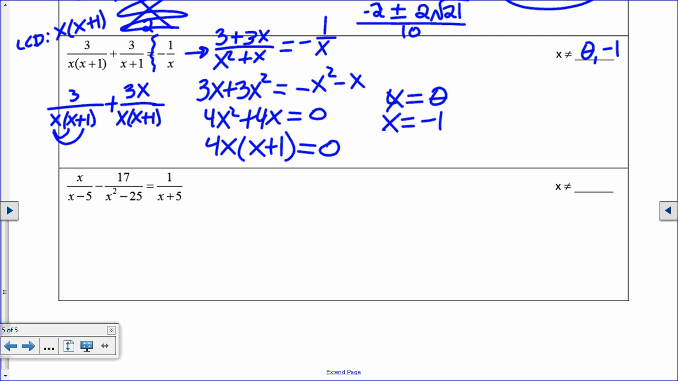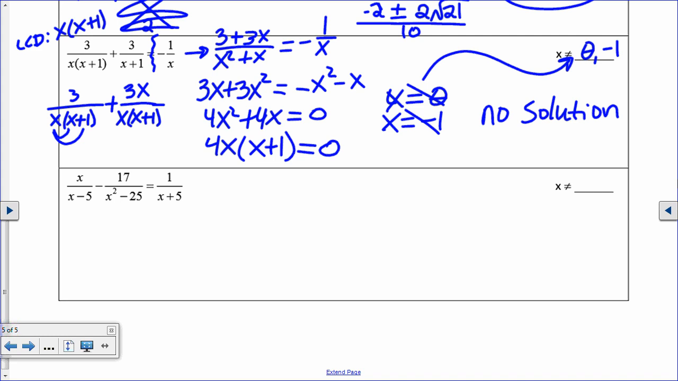So what in the world is going on here? Both of those fail. So what do you think? No solution. After all that work, no solution. So if you get to a situation where both of your answers are the restrictions, that means there are no solutions. If I had 0 and positive 1, you would just cross out the 0 and say the solution was 1. So sometimes just one restriction is going to show up and you would just exclude that. But if both of them are restrictions, no solution.